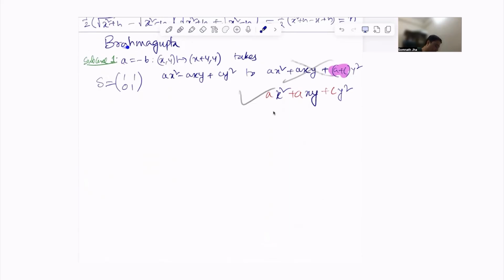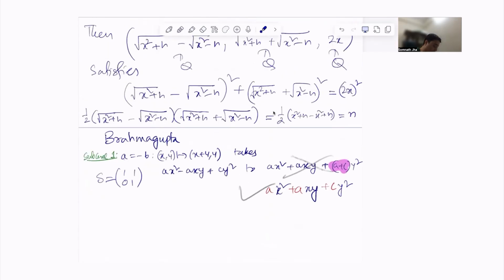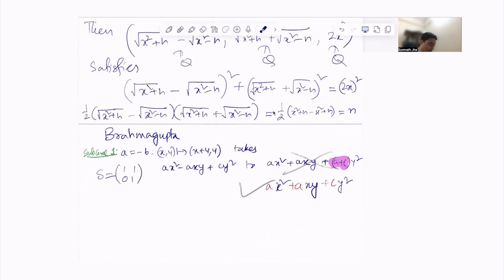There's also this thing: in a couple of places the English spelling of Brahmagupta is incorrect. Somewhere it's correct.